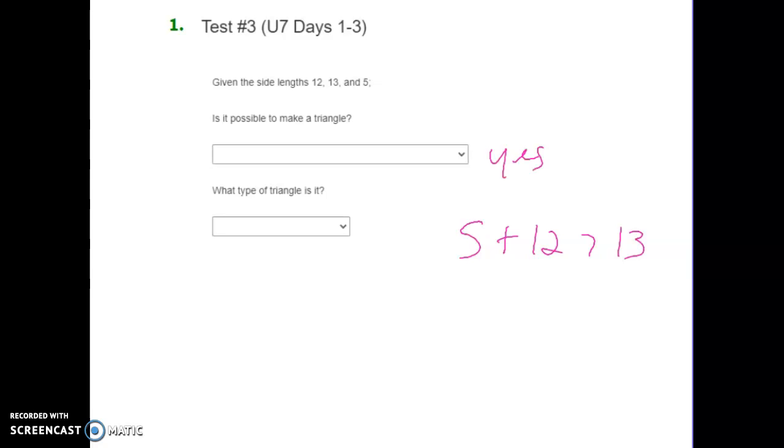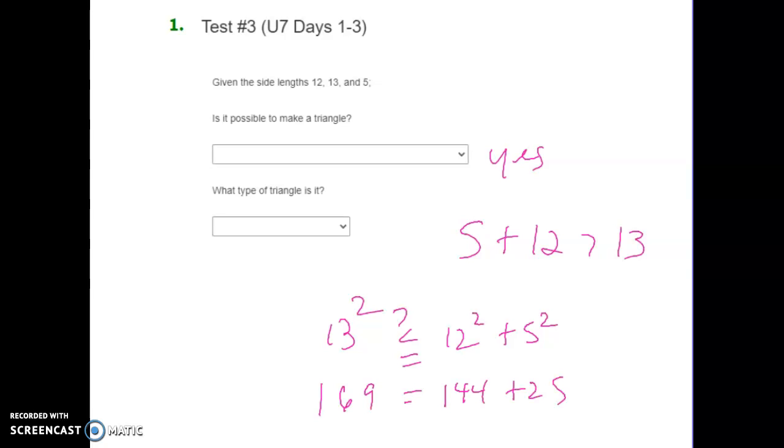So what type of triangle is it? Well, now we have to see, is c squared greater than, less than, or equal to a squared plus b squared? In this case, we get 169, and this is 144, and this is 25, and those are equal, so this is a right triangle.